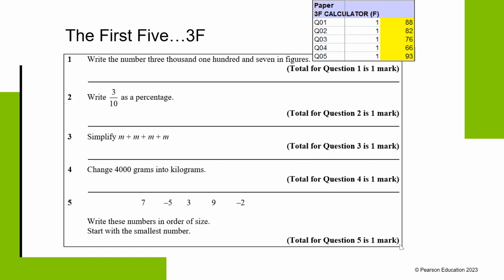Question 5, the question was answered well, 93% success rate. Those that didn't get the mark generally got the -5 and the -2 around the wrong way, and some only wrote down 4 numbers when I was looking through the marking notes. So again, a painful outcome for teachers if they're seeing and using those access to scripts.